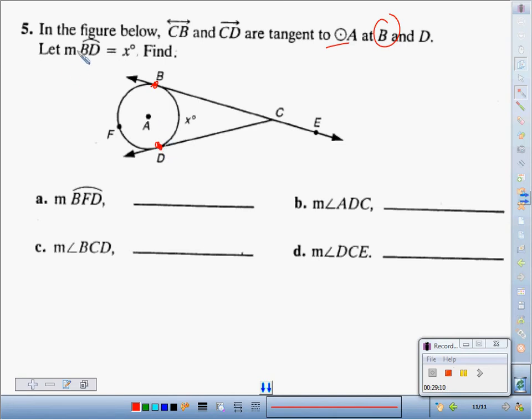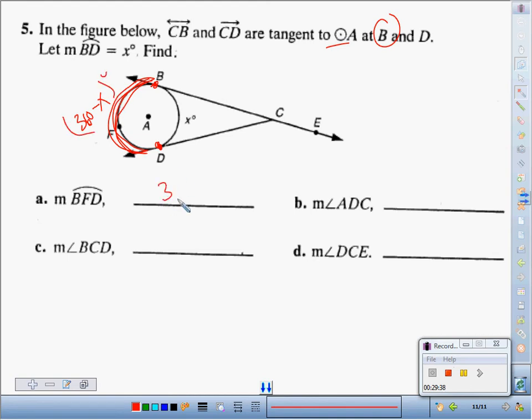It says let the measure of arc BD equal x degrees. Please find, first off, the measure of arc BDF. So BDF, this big arc, we've already basically done most of this problem in a previous example. If this is x degrees, and this has got to be bigger because of the way the angle is opening, this has to be 360 minus x degrees. And make sure we're writing it correctly.